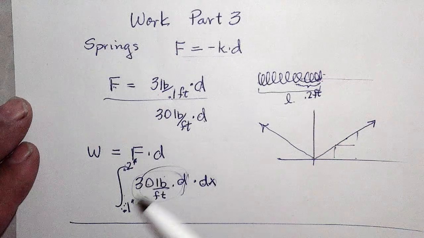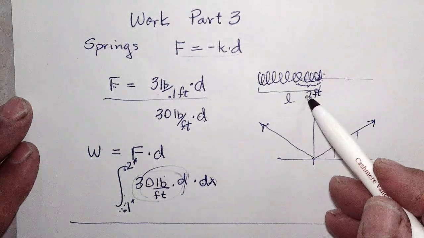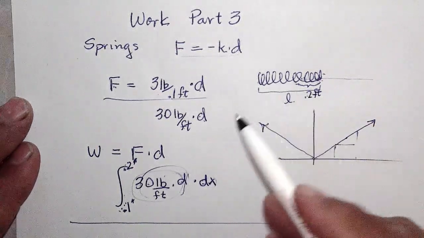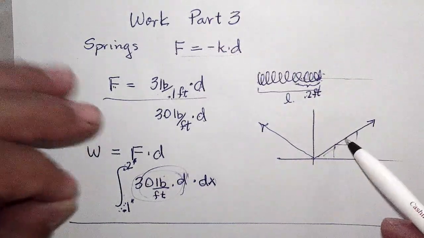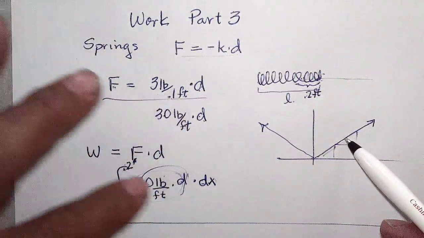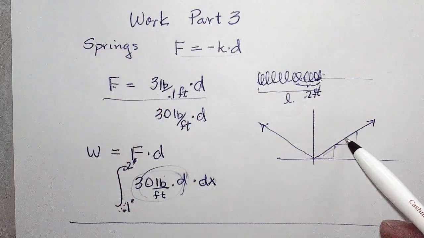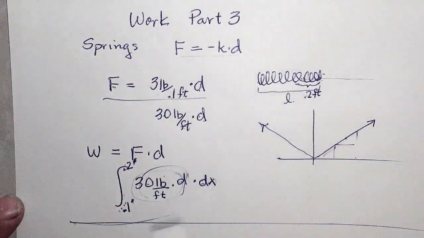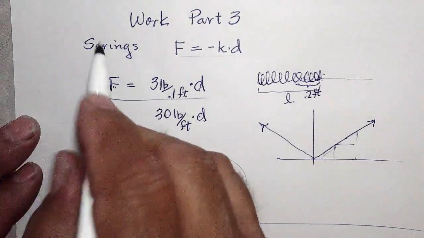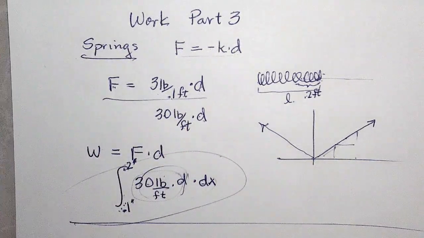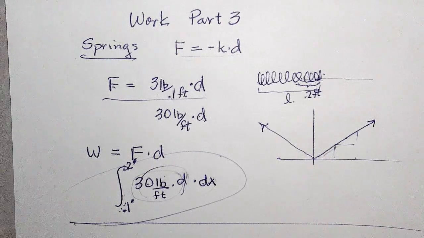Now, you could figure out the force at 1/10 of a foot, the force at 2/10 of a foot, average it because it's a linear relationship, and take it times the change in distance, which would be 1/10 of a foot, and you should get the same answer as this would give you. That's the work, part 3 on springs. Pretty simple, pretty straightforward.